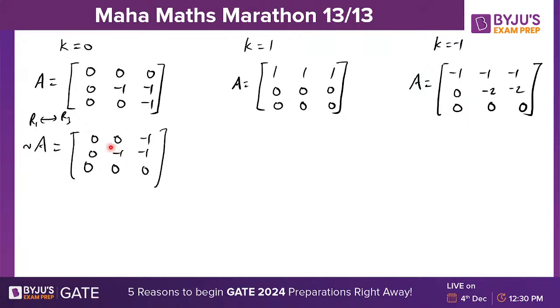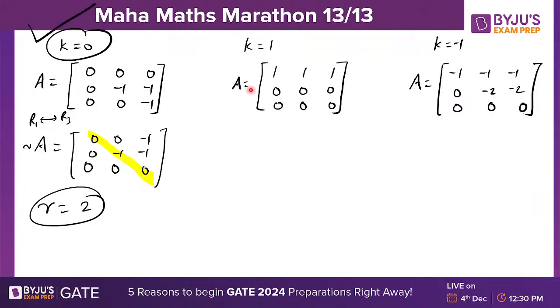Now, this is echelon form. How many non-zero rows are there in echelon form? Sir, 2. So rank is 2. So K equal to 0 supports rank 2. So this is one of our answers.